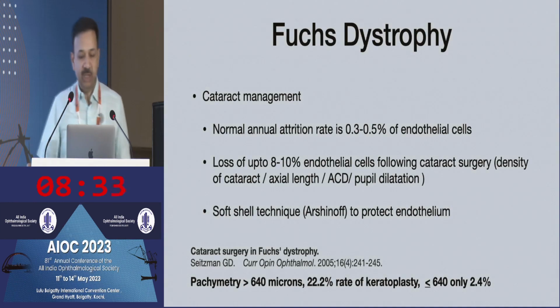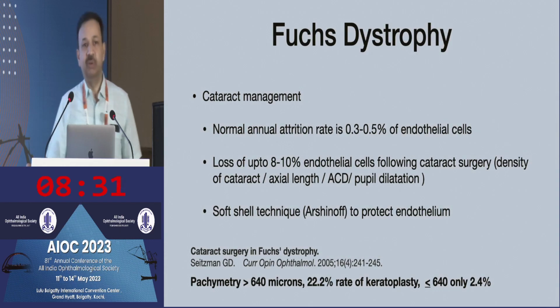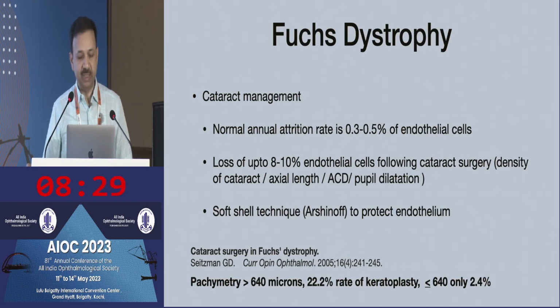In cataract management, you can have loss of up to 8 to 10% of endothelial cells, and this is dependent on the cataract density, the anterior chamber depth, and the pupil dilatation. In a study where they looked at a cutoff value of 640 microns and performed cataract surgery, of the corneas which had a thickness of more than 640 microns, almost 22% ended up with keratoplasty.